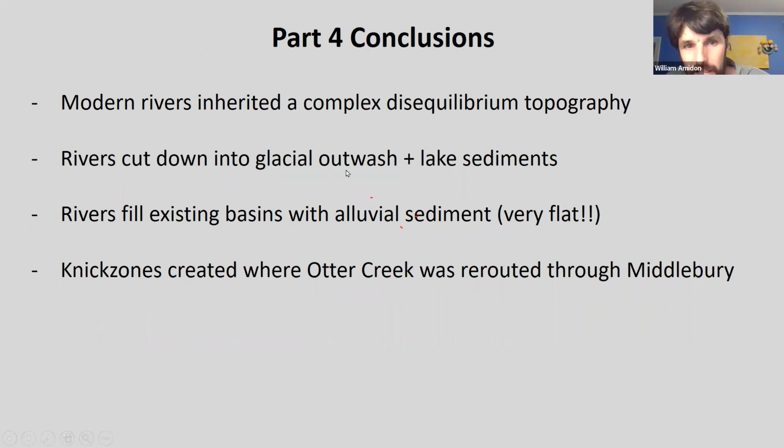Rivers are cutting easily into glacial outwash and lake sediments. We saw that in the previous part of the talk. So wherever you see gullies, for sure you're dealing with glacial sediments. Rivers fill existing basins with alluvial sediment. So a lot of our flat basins like the Cornwall Swamp and the Lemon Fair Valley probably represent older basins that have been filled with river sediment and made flat. And we see knick zones where Otter Creek may have been rerouted through Middlebury, maybe recently.